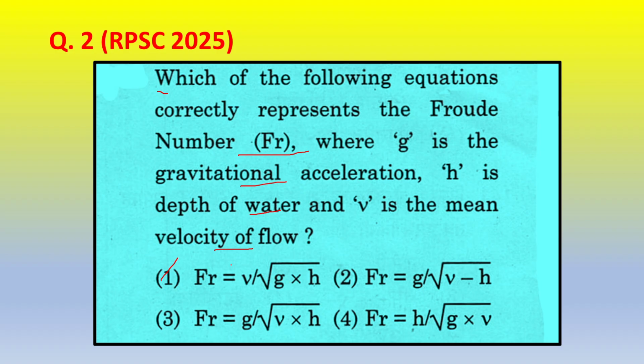So what is v? v is the mean flow velocity or water flow velocity, and √(gh) is the gravitational wave velocity. So Froude number is the ratio of mean flow velocity to gravitational wave velocity. When Froude number is greater than 1 it represents upper flow regime, and when Froude number is less than 1 it represents lower flow regime. If you want to know about Froude number in detail, you can comment and I will explain. Okay, so the correct answer is option 1.